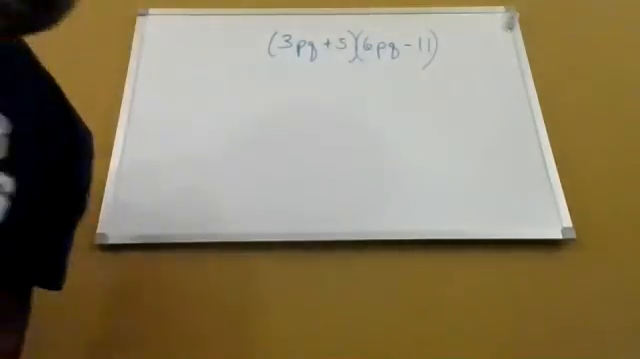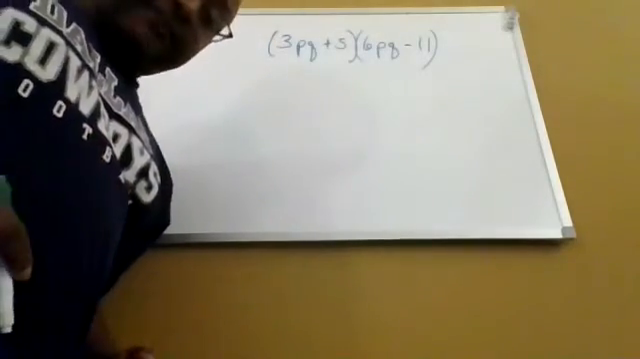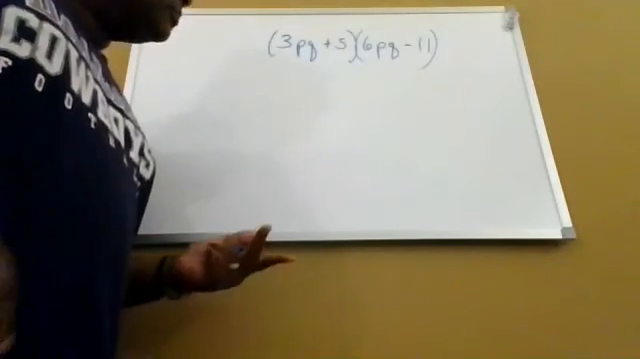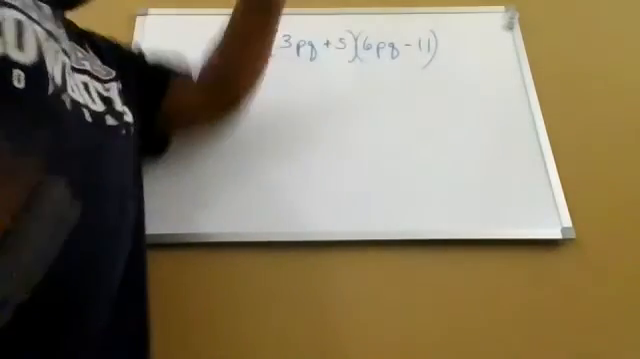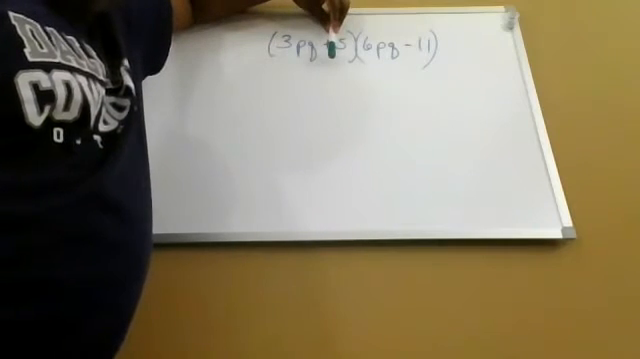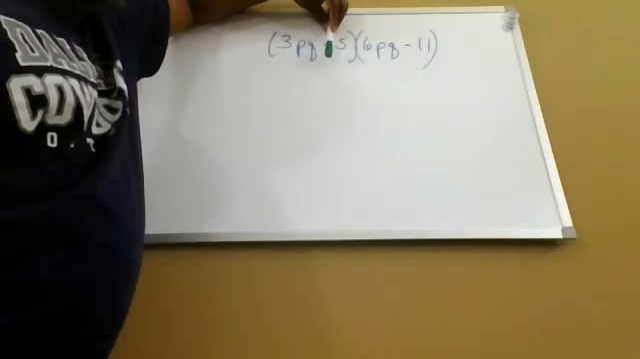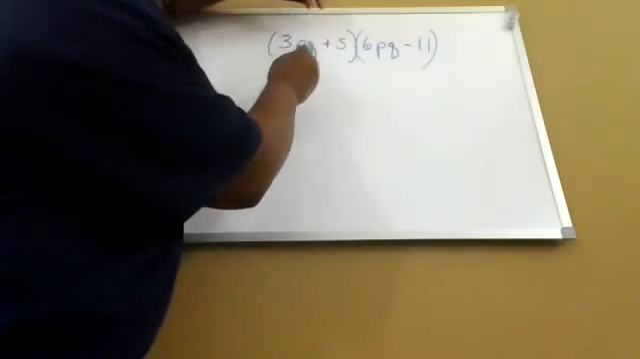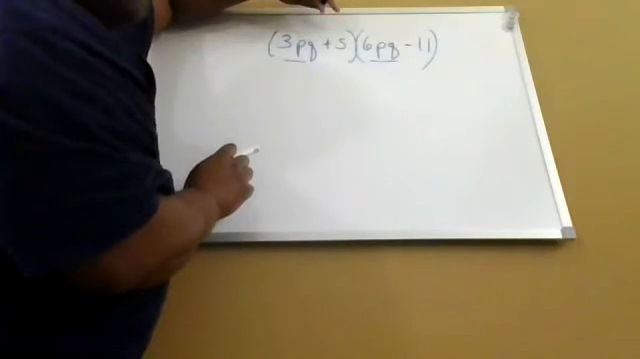Now this problem is similar to the last. We're going to think of it as using the distributive property twice. So what we want to do is multiply. I think about covering up the positive 5. I'm going to first multiply 3pq times 6pq.